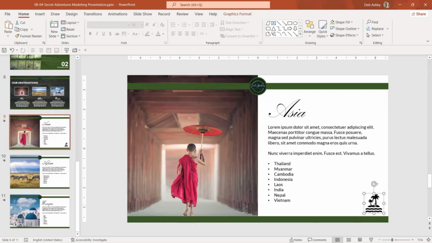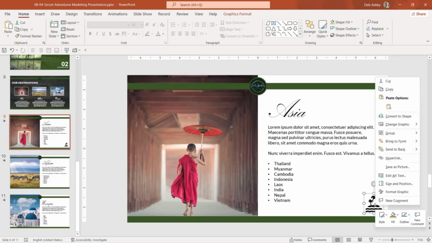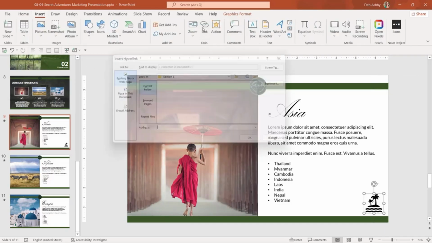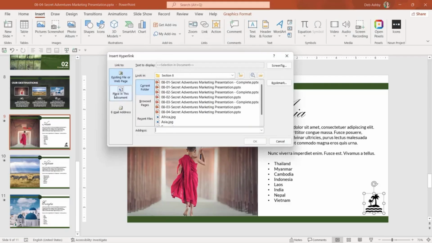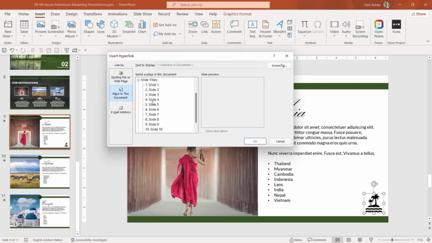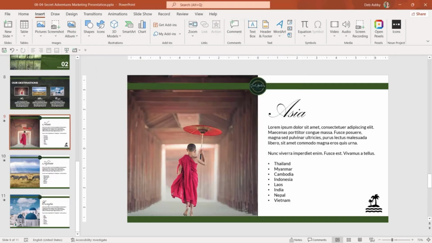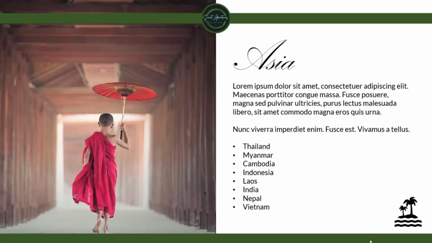So all we need to do here is click on the icon. We can right click and go to hyperlink, or alternatively we can jump up to insert and go into link. So now I could say place in this document, and I can choose the slide I want to link to. So if I want to go back to Our Destinations, that is slide number 8, I can add a screen tip, Destinations. Click on OK.